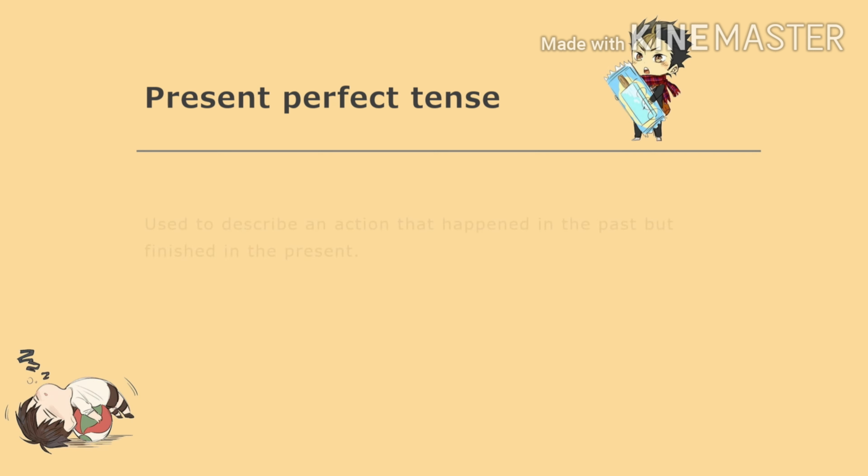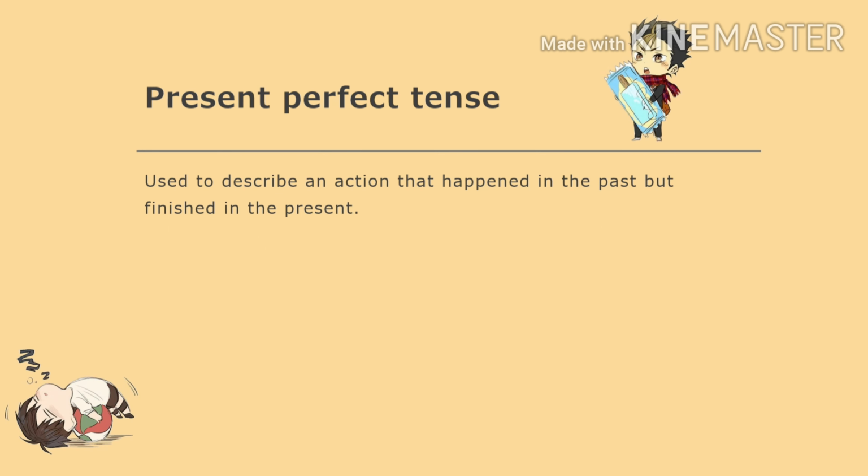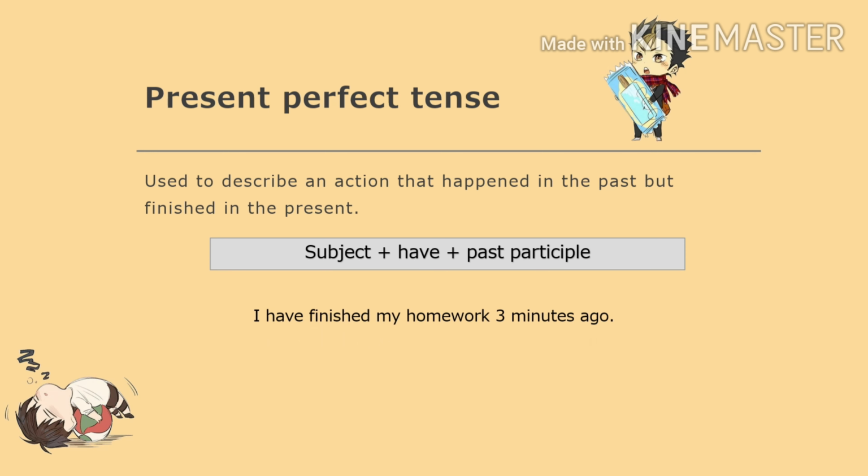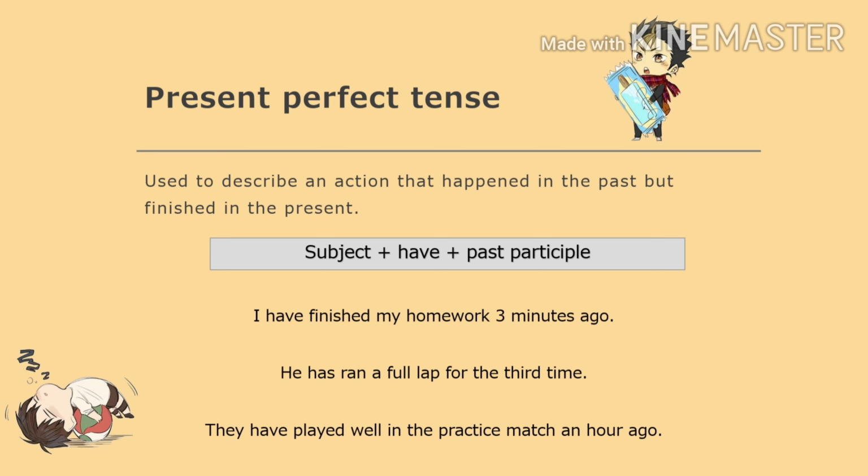Present perfect tense. Now, present perfect tense is used to describe an action that happened in the past but finished in the present. The form would be subject plus have plus past participle. I have finished my homework 3 minutes ago. He has run a full lap for the third time. They have played well in the practice match an hour ago. I, he, and they here are the subjects, while three of them would either use have or has. And lastly, finished, ran, and played are the past participles.